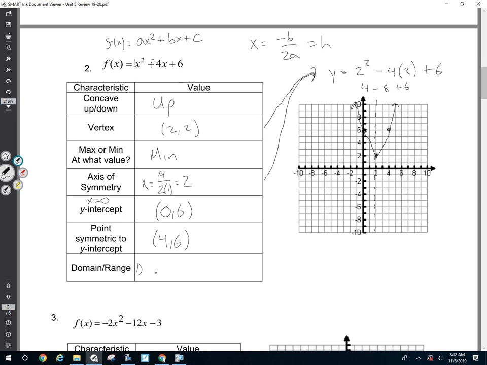Domain is all reals, negative infinity to infinity. The range will be all my y's. All these points have y's that are bigger than or equal to 2.